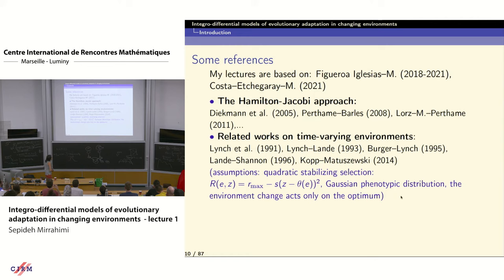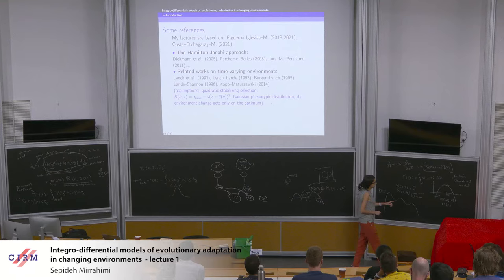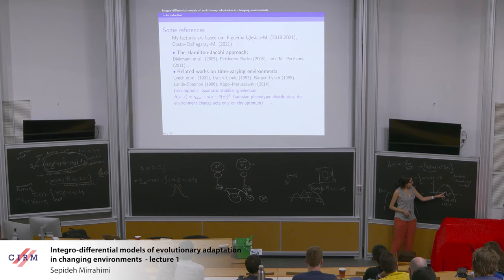Before going to the study, I would like to give also some other references. This group of references that I have written here are mostly articles in theoretical biology, most of them from the 1990s, and the one in 2014 is a review. What they did in those works is that they considered a particular case where we have a quadratic growth rate, and the environment would change only this theta, the optimal trait.